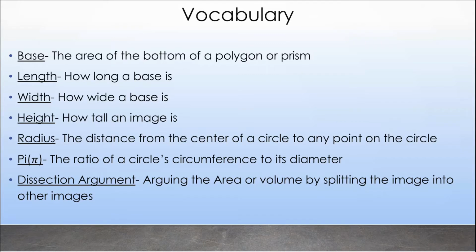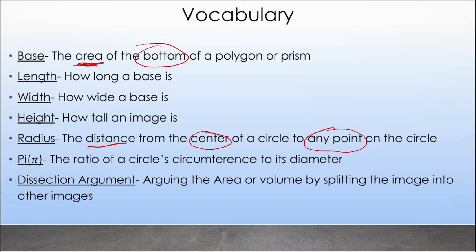Our vocabulary for today is base is the area of the bottom of the polygon or prism. Length is how long a base is, width is how wide a base is, and height is how tall an image is. The radius is the distance from the center of the circle to any point on the circle.